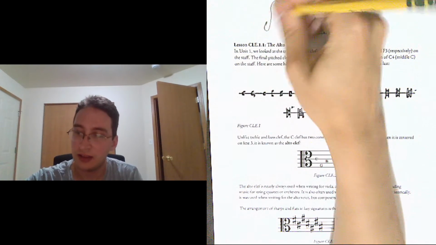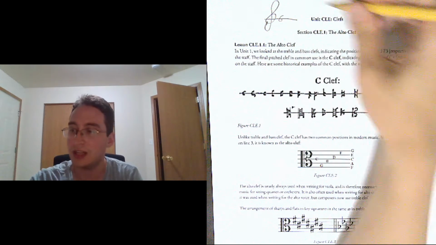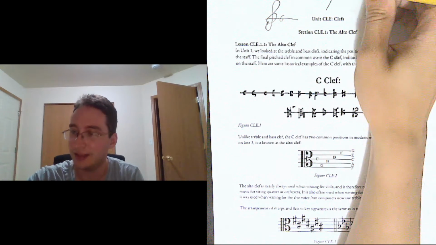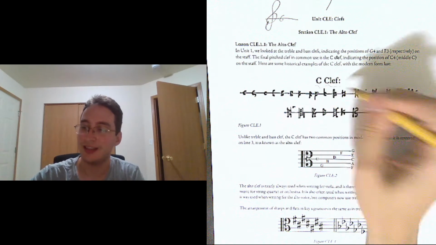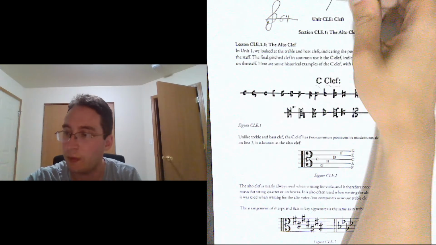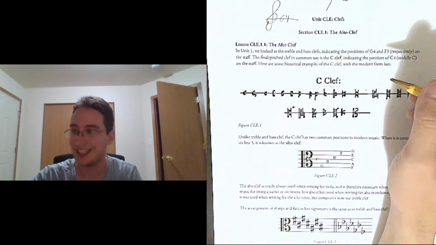We've already talked about the G clef, which shows where the note G is. We've talked about the F clef, which shows where the note F is. And today we are talking about the C clef, which shows where the note C is. Specifically, this shows G4, this shows F3, and this shows C4, or middle C.